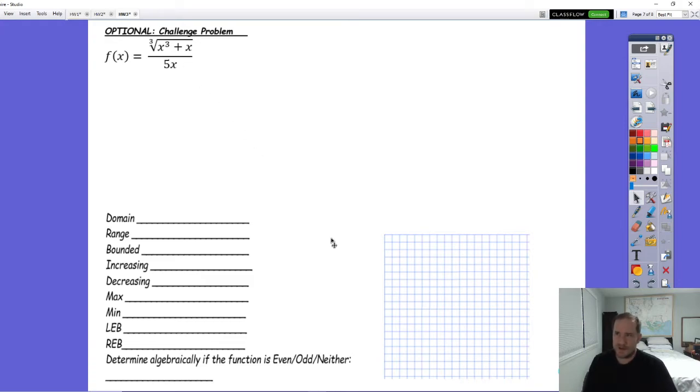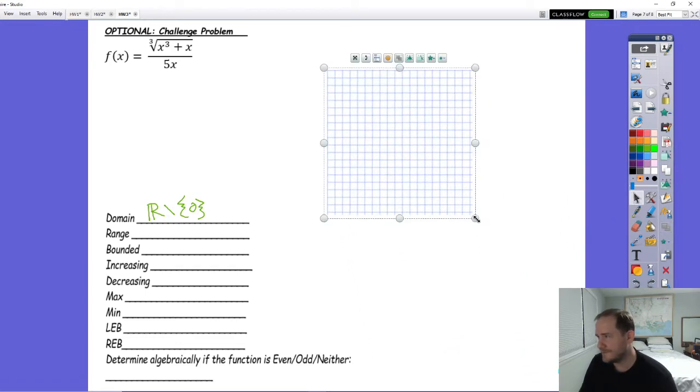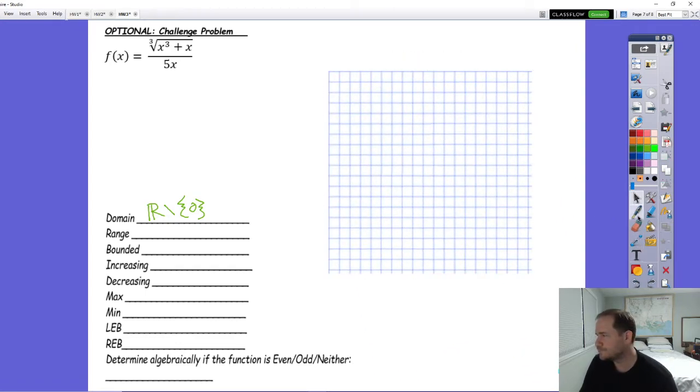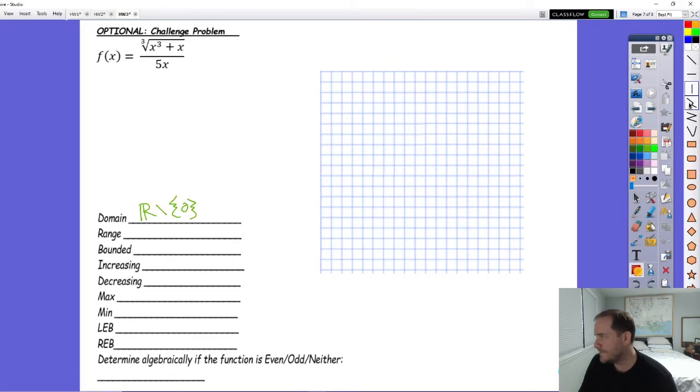What's our domain? I see a cube root in the numerator, and cube roots don't care about negatives, so that doesn't add anything to our discussion of domain. But I do see division, and I do see that the 0 of the denominator is 0. So I'm thinking our domain is going to be all reals, except for the number 0. And that 0 should manifest itself in our graph as a vertical asymptote. So forgive me while I draw these axes.